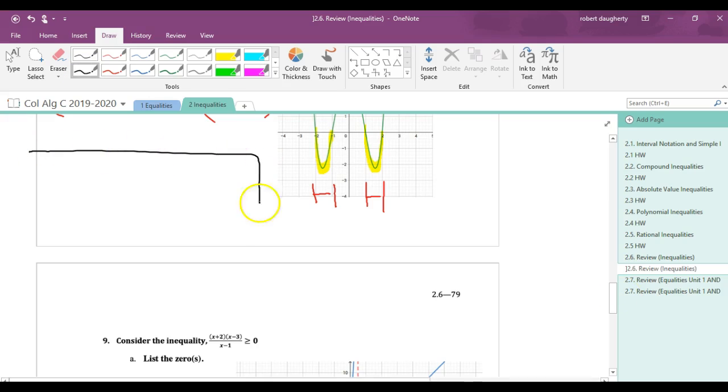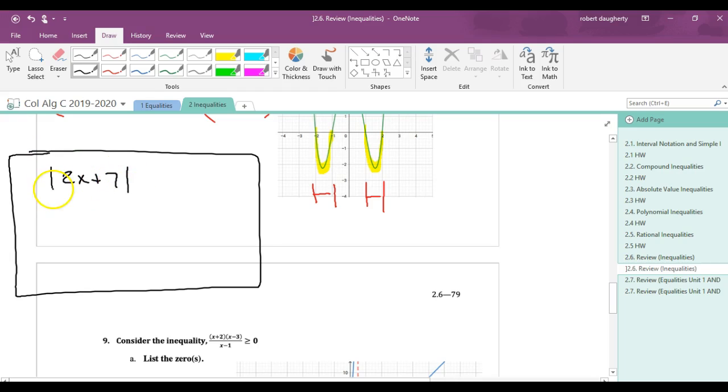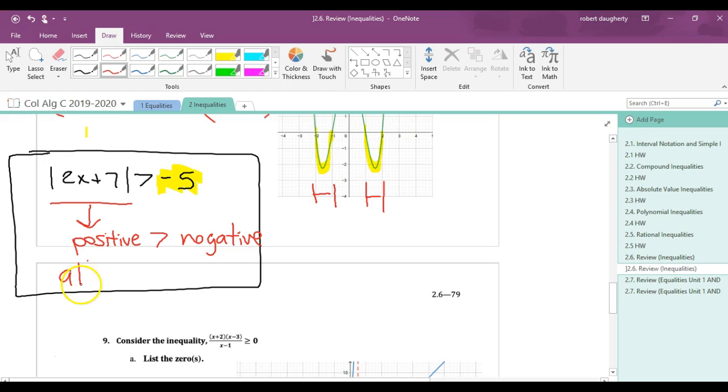when you see absolute values and you have a negative sign here, don't just start working the problem. You've got to bring some intelligence. The absolute value of 2x plus 7 is a positive number. -5 is a negative number. What positive numbers are bigger than negative numbers? Every one of them. So this answer is all real numbers.